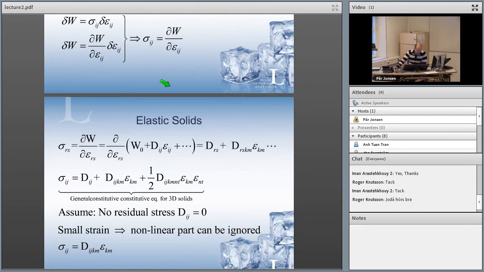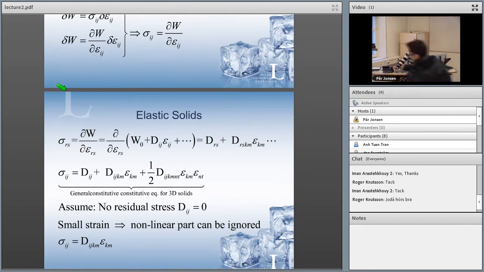So we know that this one works, but we want to make a more general assumption, and so we have a constitutive relation between stresses and strains in the system. You had this Taylor development that I showed you. You can do it for many higher orders also. But if you just look at this one here, this is what we called the general constitutive equation for 3D solids. It covers everything for elasticity.